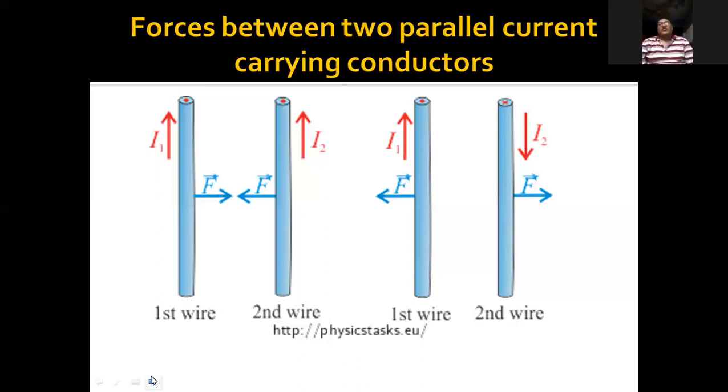So if you have two parallel conductors and the direction of the current in them is the same, they will attract, they will experience a force of attraction. And if you have two parallel conductors and the direction of the current in them is opposite to each other, then they will experience a force of repulsion.